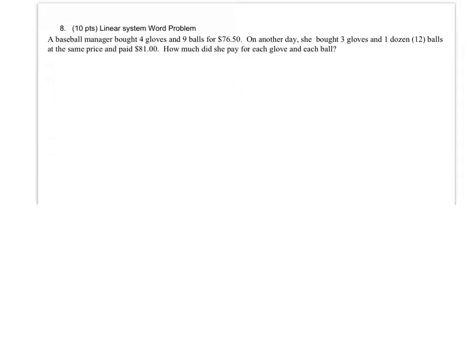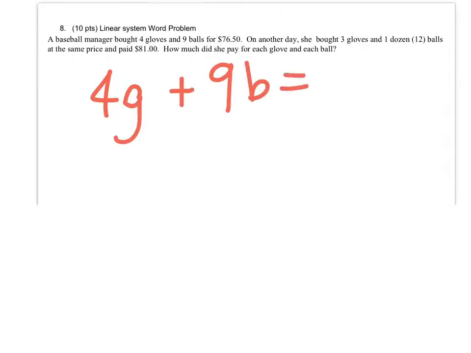Alright, so we're going to need our handy dandy calculator for this, and I see there's some rates. I know that 4 gloves, and we're going to let G equal gloves, so I'm going to write 4 gloves plus 9 balls equal $76.50. And again, we don't know how much each ball is or each glove is. We're going to determine that. That's our objective. What else do we know?